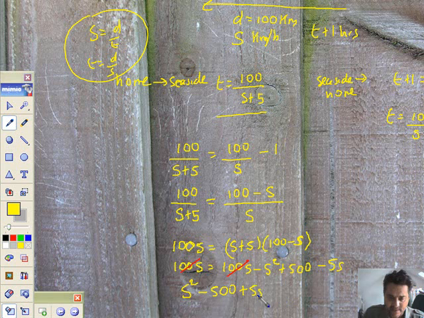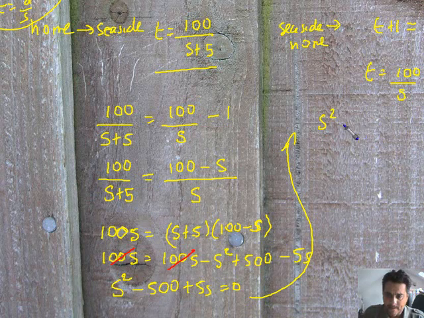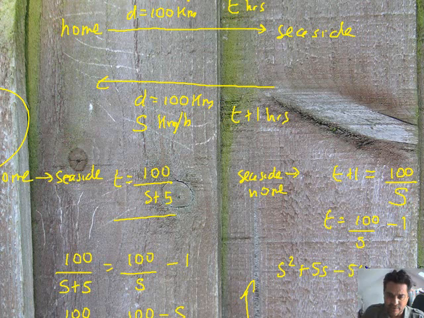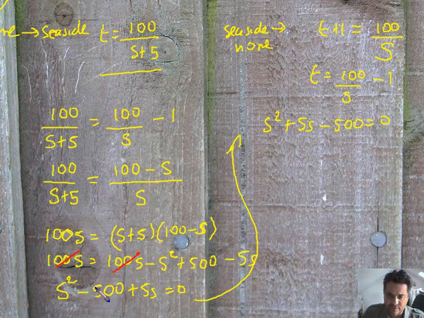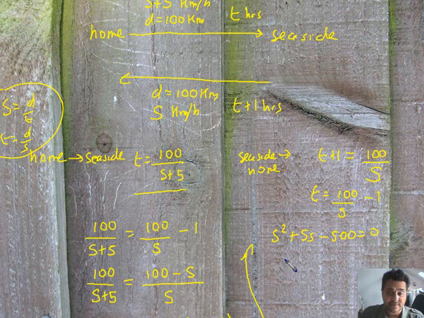Let's just work right here. I hope it fits in nicely. So I've got s squared plus 5s minus 500 equals 0. Just rearranged it slightly to get it in the form of squared, regular, and the number. Now this is quite easy to factorise. Look at it very carefully.